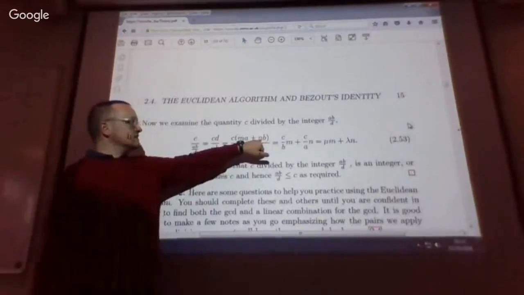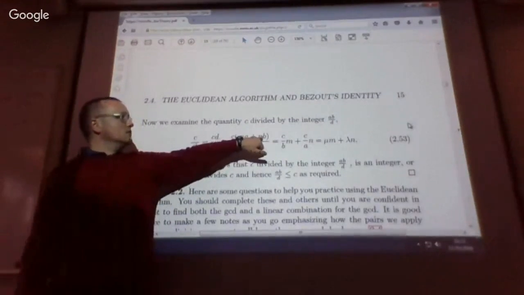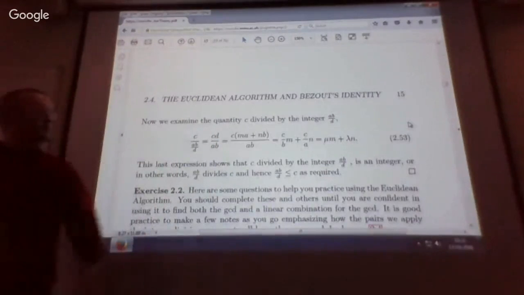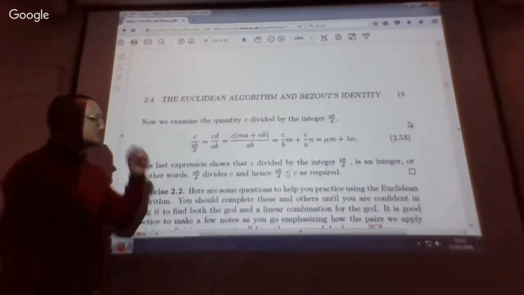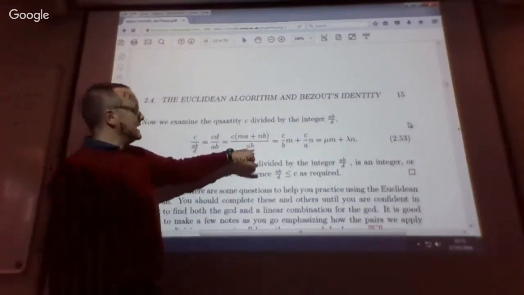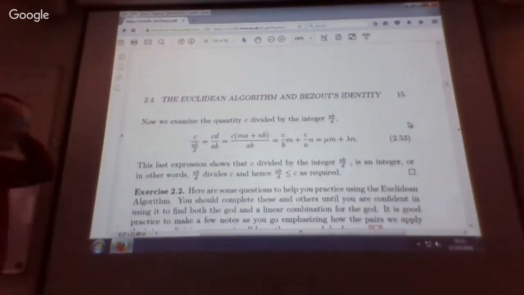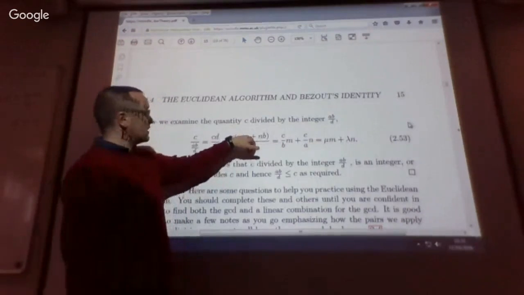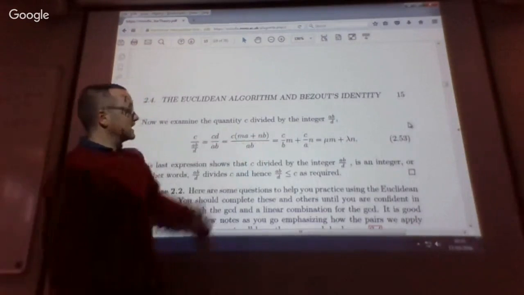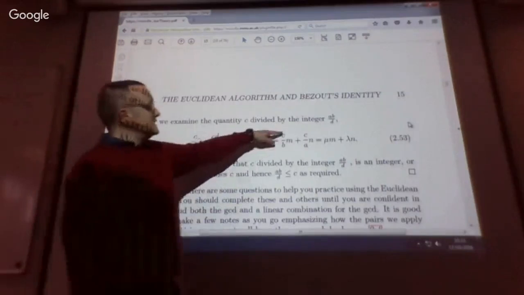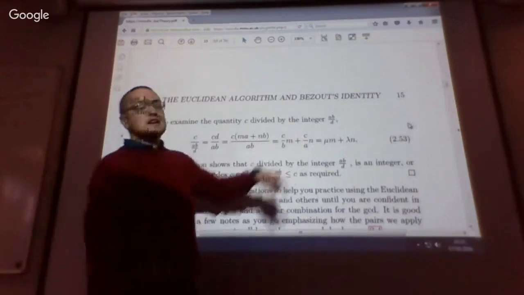This linear combination of A and B only exists because D is the greatest common divisor. So we've got CMA plus CNB. I can split that up, because in the first part I can cancel A's, and in the second part I can cancel B's. So I get C over B times N plus C over A times N.